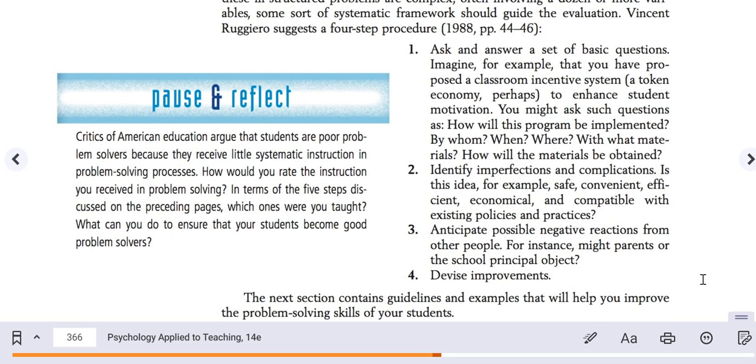Pause and reflect. Critics of American education argue that students are poor problem solvers because they receive little systematic instruction in problem solving processes. How would you rate the instruction you received in problem solving? In terms of the 5 steps discussed on the preceding pages, which ones were you taught? What can you use to ensure that your students become good problem solvers?